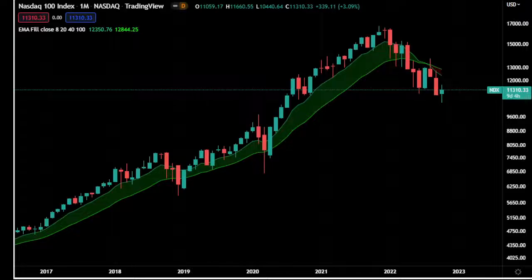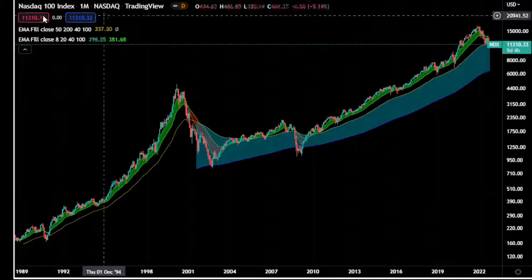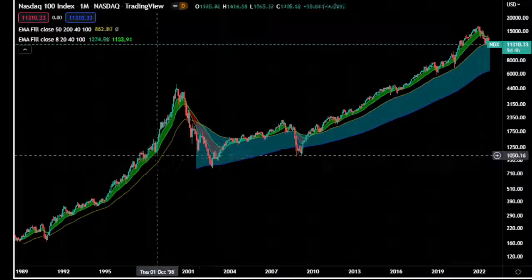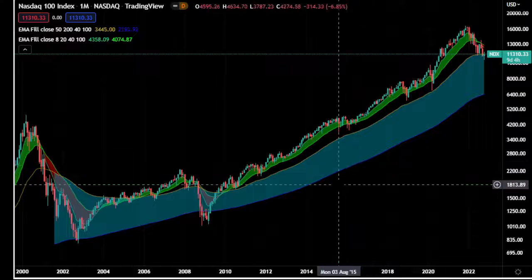Today we are going to be looking at the Nasdaq 100 index. We're going to look at the TQQQ, the SQQQ. Let's get started. So first we're going to look at the Nasdaq, and on this Nasdaq 100 chart, we have some interesting trends that we're looking at.